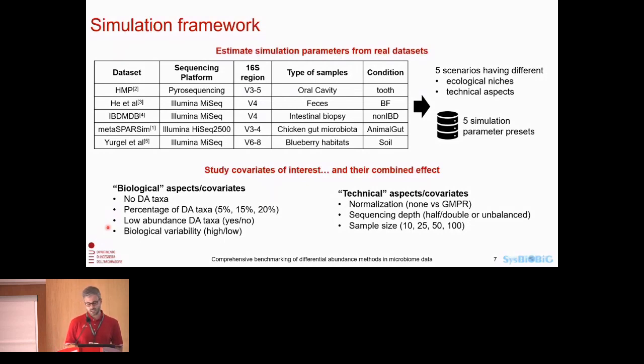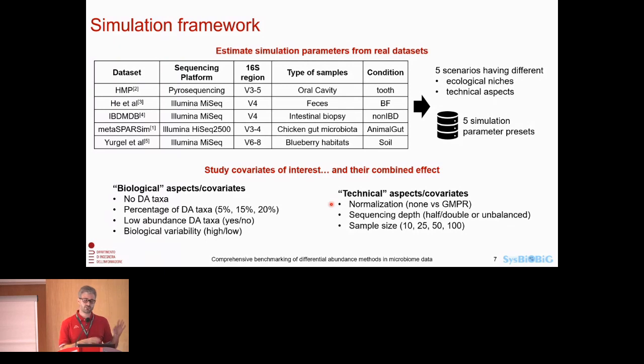the methods. In terms of the technical aspects, well, we study the effect of using a specific normalization compared to the default one suggested by the authors of the tool, the effect of sequencing depth, increasing, decreasing the sequencing depth, or for example, having an unbalanced situation, having condition 1 with 2 times the reads of condition 2. And also playing with the sample size, the number of samples that we have in each experimental condition, 10, 25, 50, and 100. So 4 different scenarios.